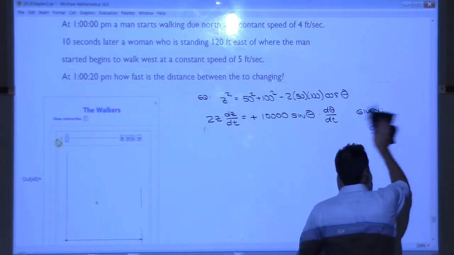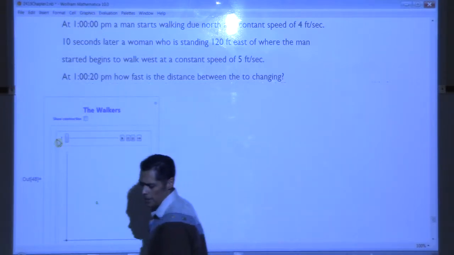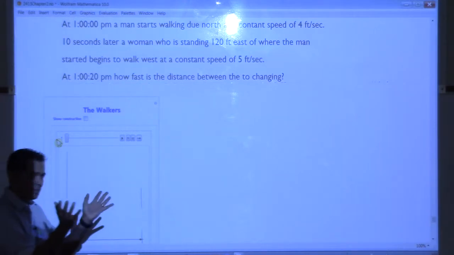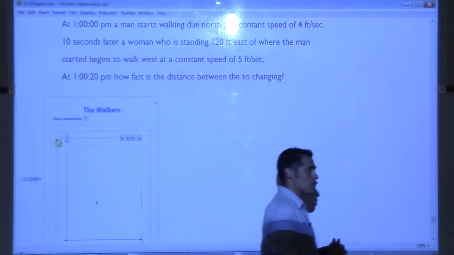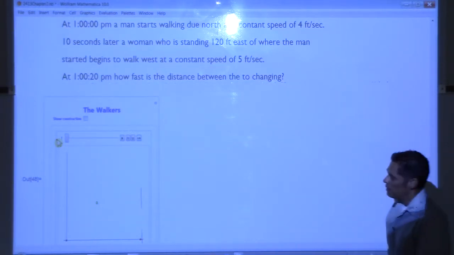So the two problems we've done today. The first problem we did with the cone required that we know some geometry with cones, and then cut it in half and know similar triangles. This problem we just did required some law of cosines. That kind of came out of nowhere, but there it is.